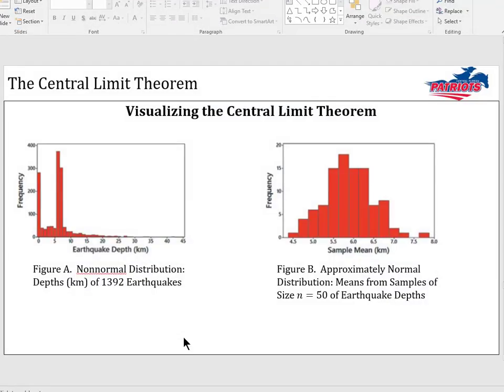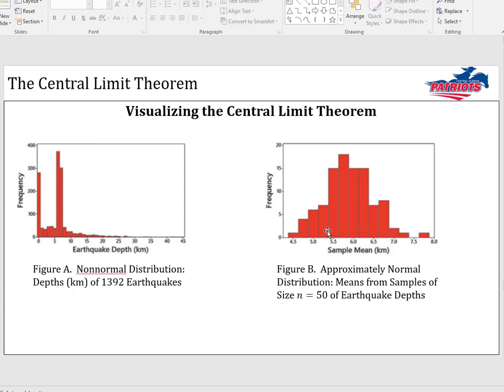What I would like to do is pull up this slide and talk to you about the central limit theorem, being able to actually visualize what it does. This is just data of earthquake depths and the frequency in which they occur, given to you as a histogram. So this is just all the data thrown in there. If you look at this data, it is skewed right. There's my tail going out.